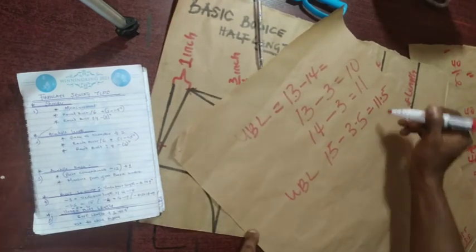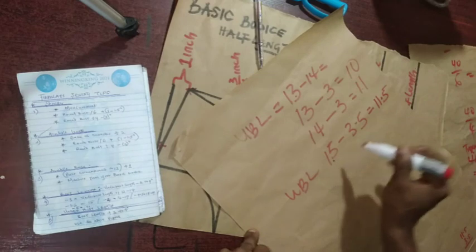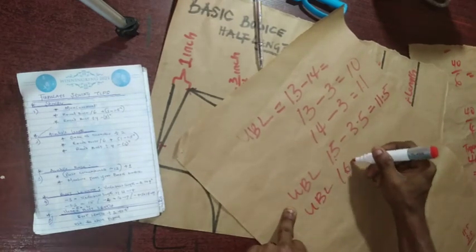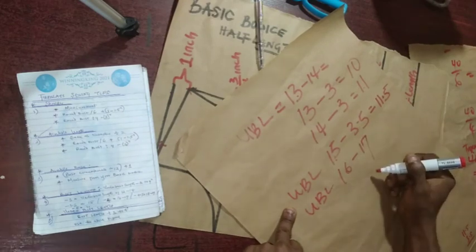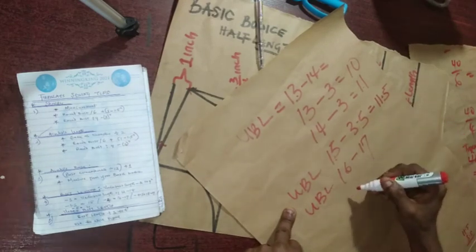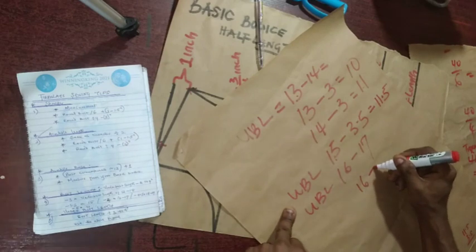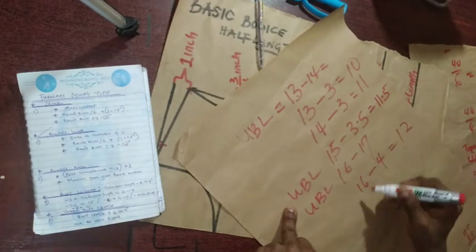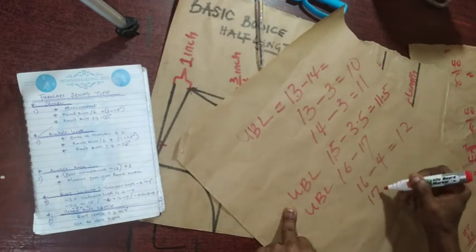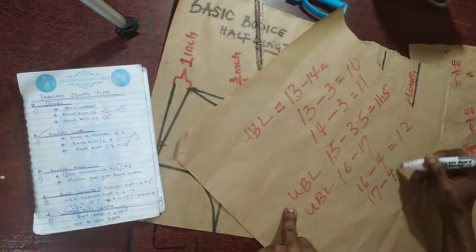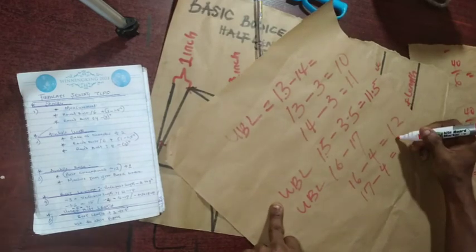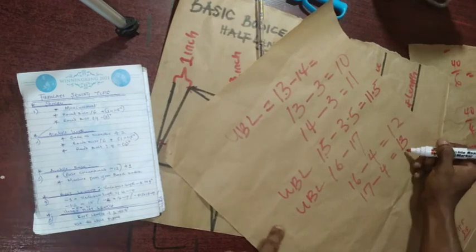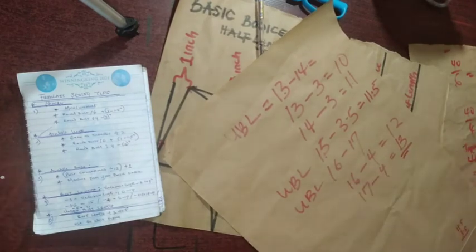Okay, so that is the bust length for under bust length of 15. You minus 3.5. Okay, for under bust length of 16 to 17, do you understand? You are going to subtract, let's say for 16, 16 minus 4. Do you understand? Which will give you 12 as the bust length. Now for under bust length of 17, it's the same thing, minus 4, which is going to give you 13 as the bust length.